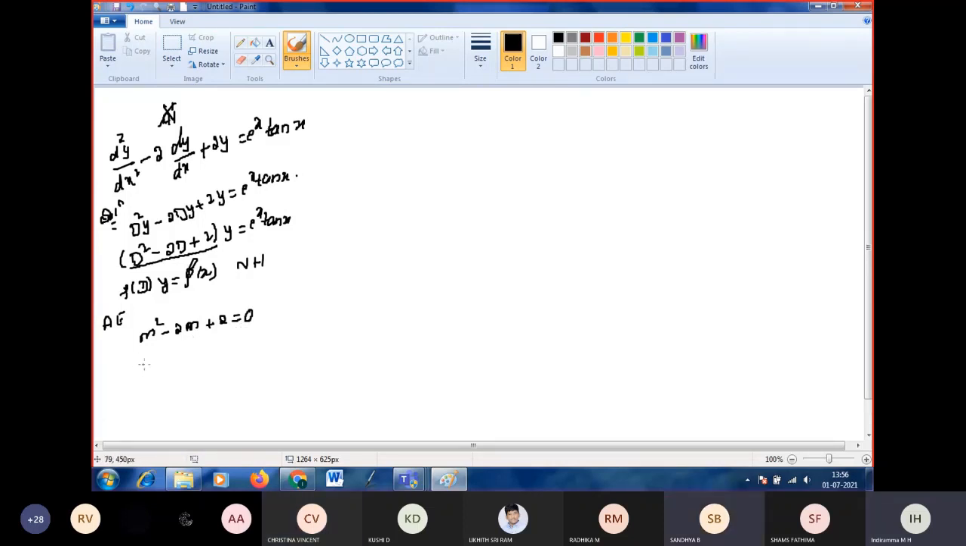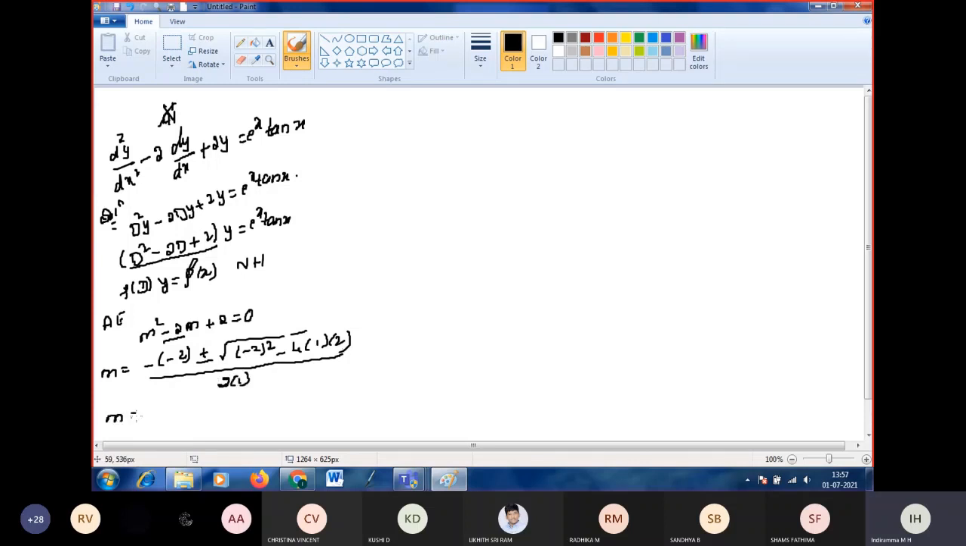No, ma'am, we have to use the formula to find the roots. m is equal to minus b. Here b is minus 2, so minus of minus 2 you should write. Don't make the mistake here. Minus b plus or minus root of b square, b square means minus 2 whole square, minus 4ac, divided by 2a, and 2a is 2.